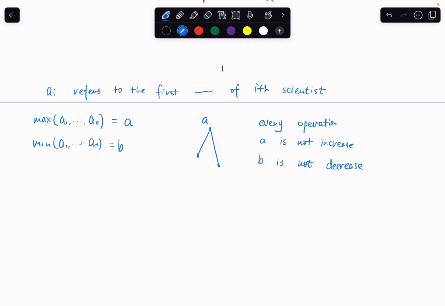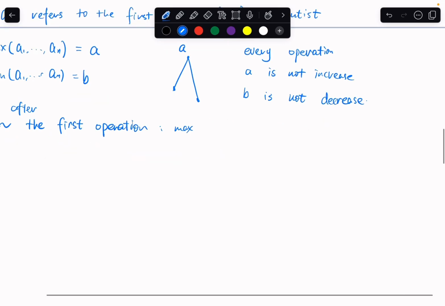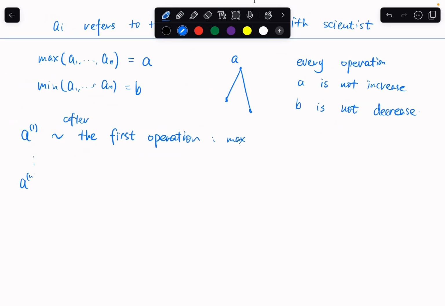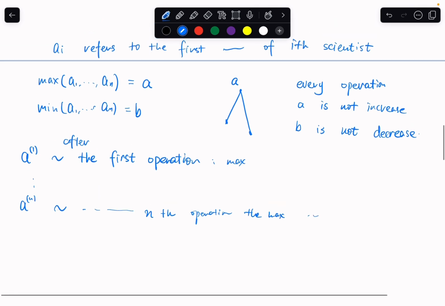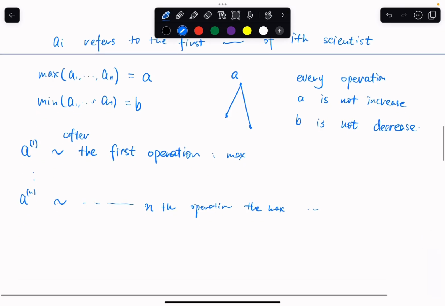And we make it this as A1 refers to the first operation. After the first operation, the max. So, such as An refers to after the nth operation, the max of them. So this is what we define here. And back to this problem.